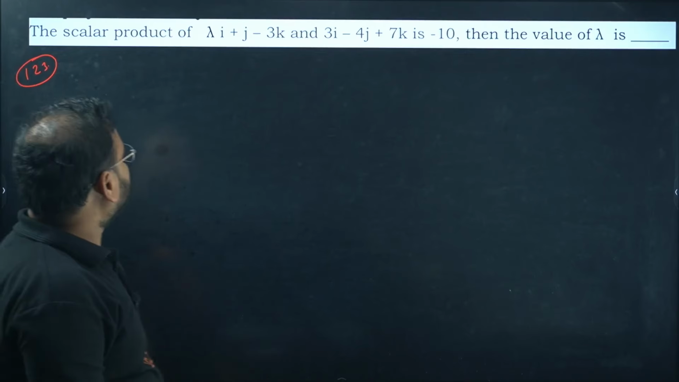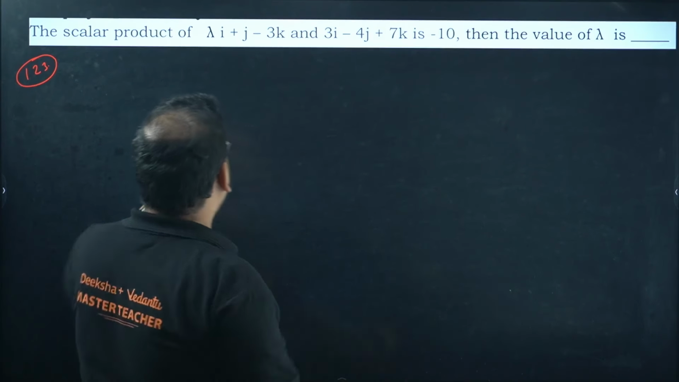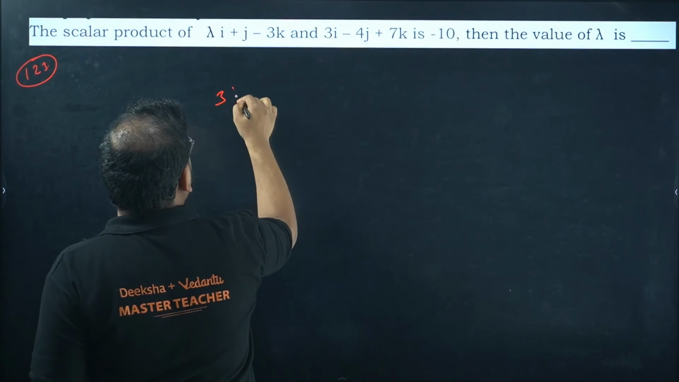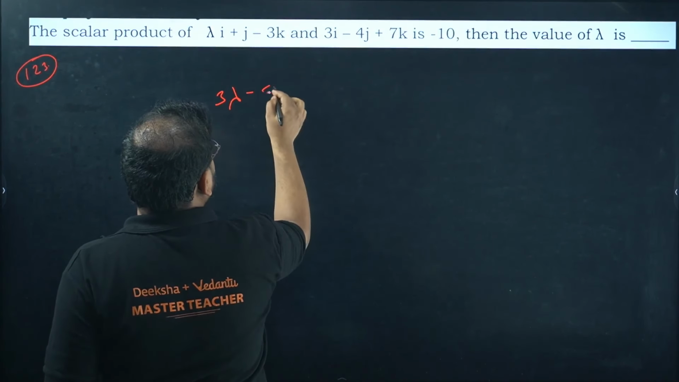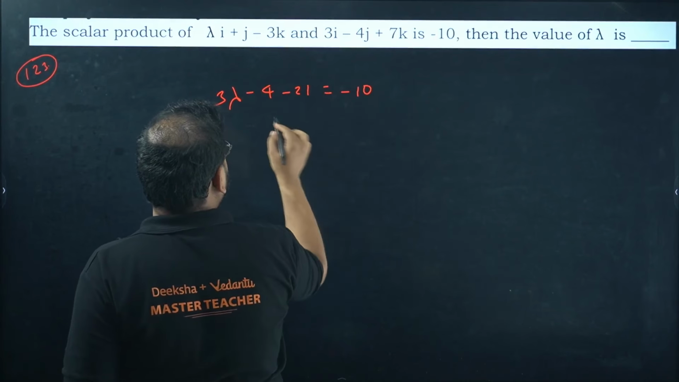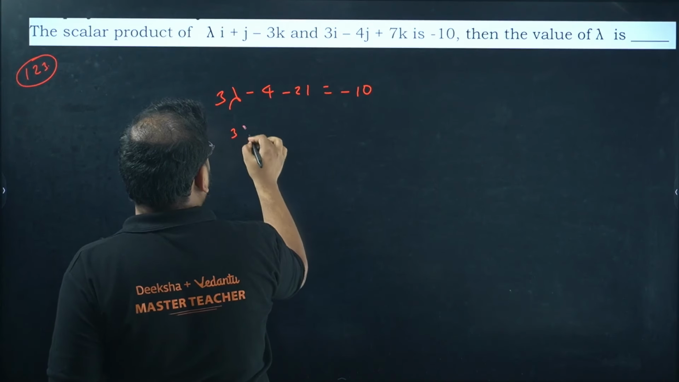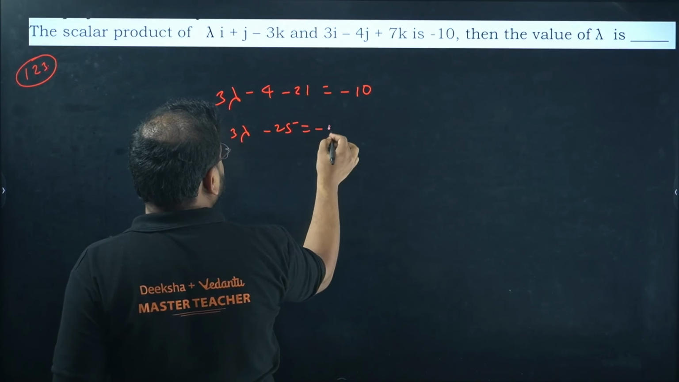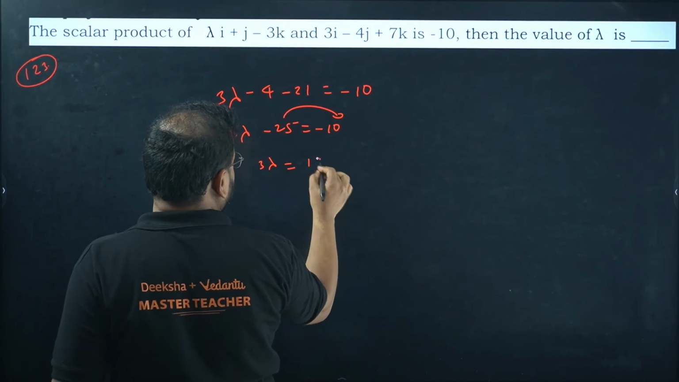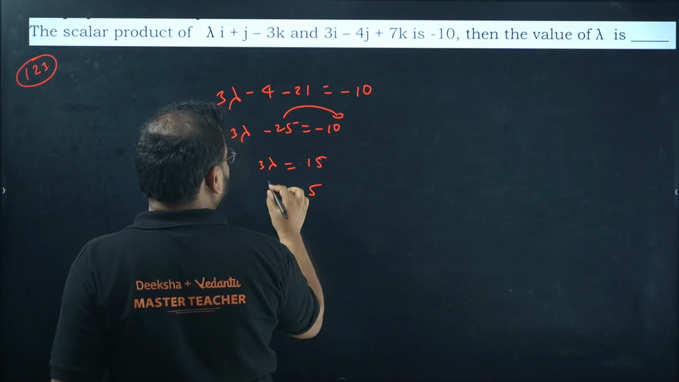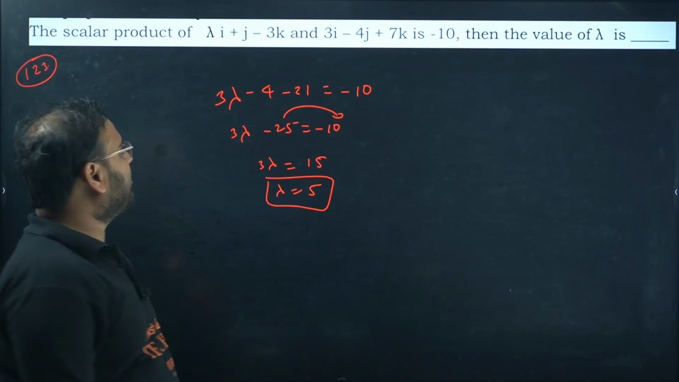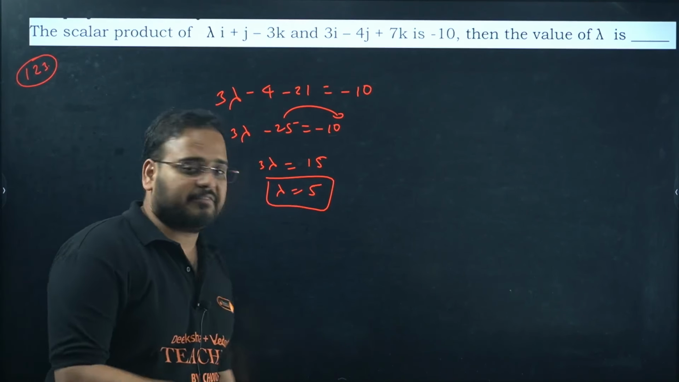The scalar product of this and this is minus 10. Lambda into 3, so 3 lambda. J into minus 4, so minus 3 into minus 21 is minus 10. So we get here 3 lambda minus 25 is minus 10. 3 lambda is, move on this side, plus 15. So lambda is what? 5. Am I right? 3 lambda minus 4 minus 21 is minus 25, plus 25, 15, 5.